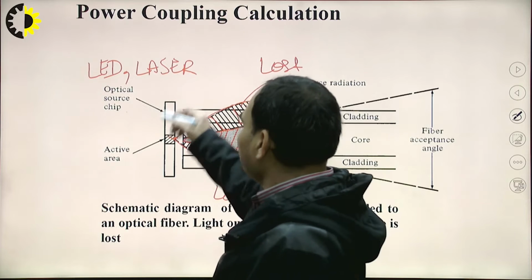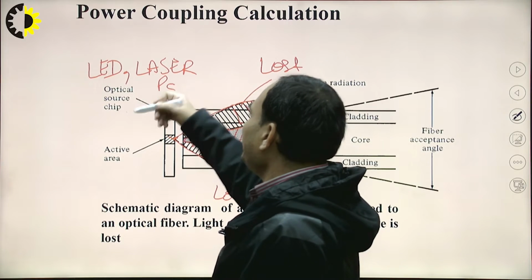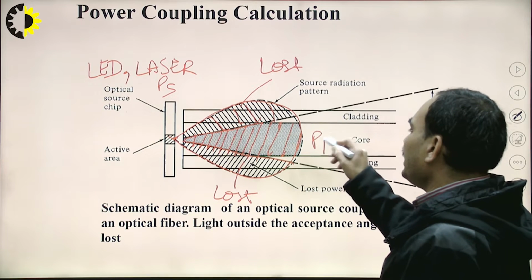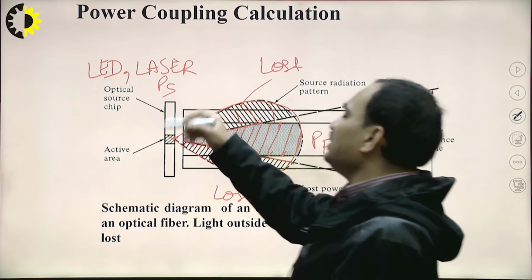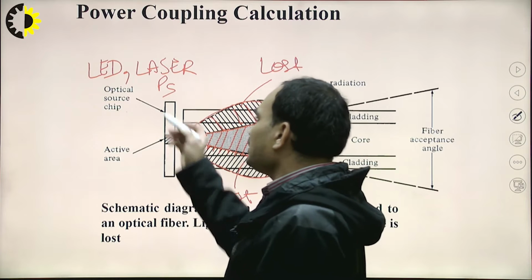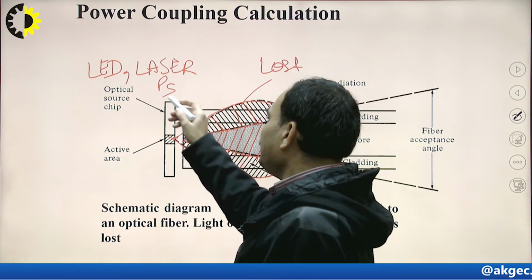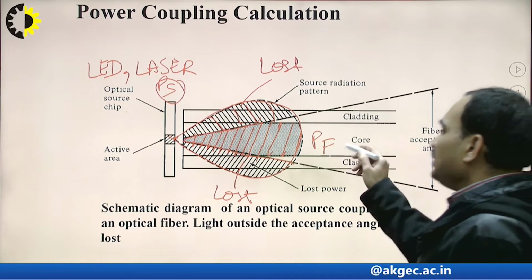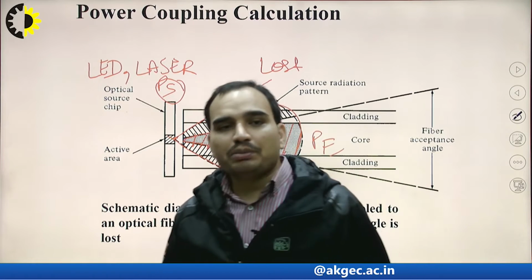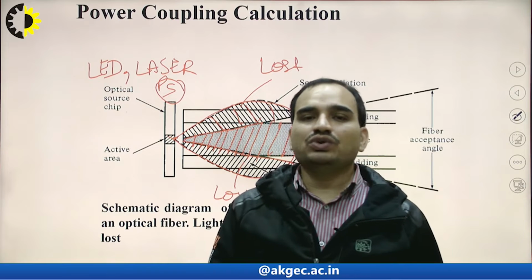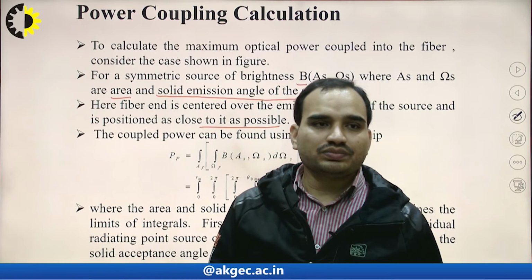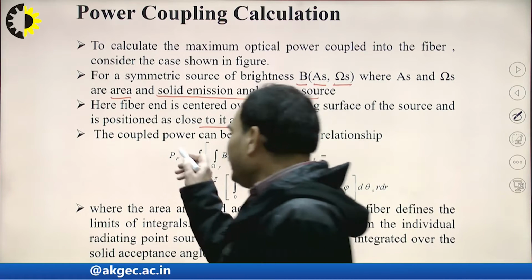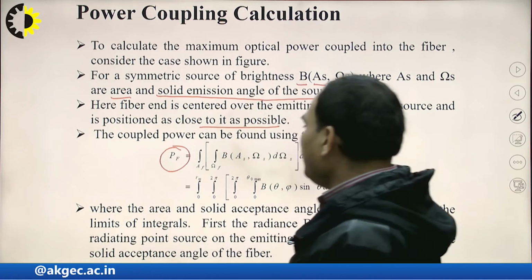If we have the source power given by PS, then the power coupled to the fiber will be PF. How much power is generated by the source, it may be an LED or the laser, will be PS, and the power coupled to the fiber is PF. We want to couple the power from the source to the core of the fiber. So the coupled power we have is PF. Now we have to find PF.